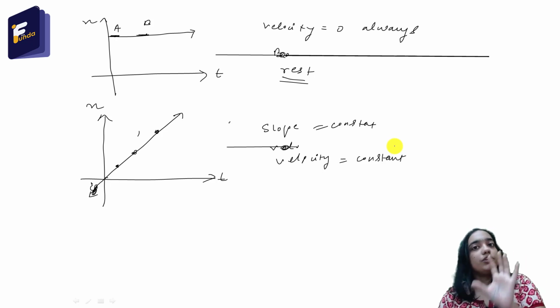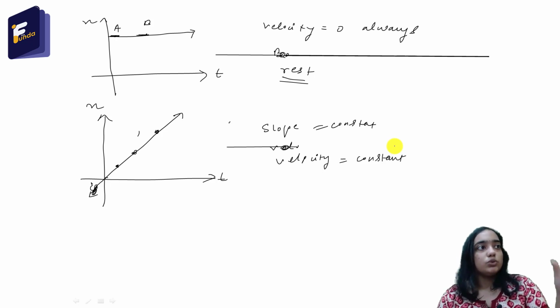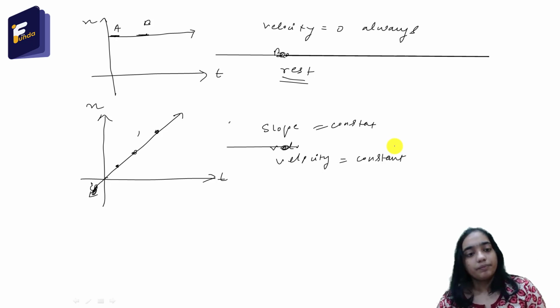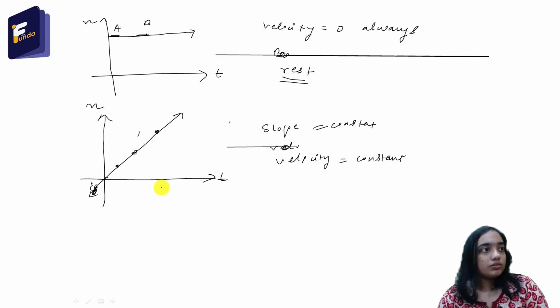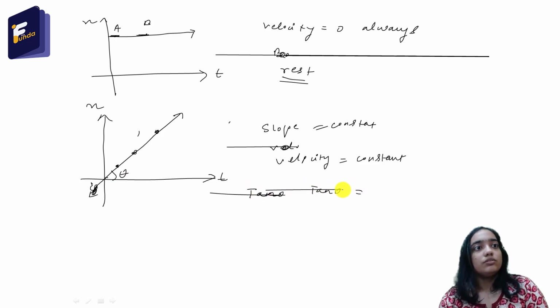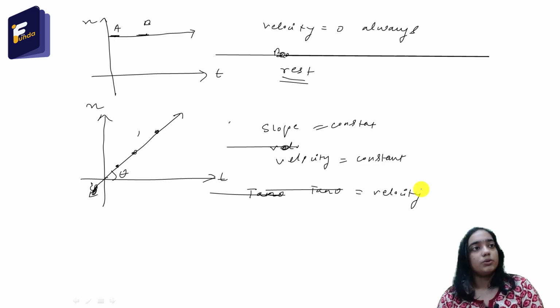If the body is moving with a constant velocity, then the position-time graph will be a straight line that is making some angle with the time axis. Okay. So how can we find the velocity? If say this is theta, then tan theta will give you the value of the velocity. Tan of theta, that is delta y by delta x, as I have told you earlier about the slope.